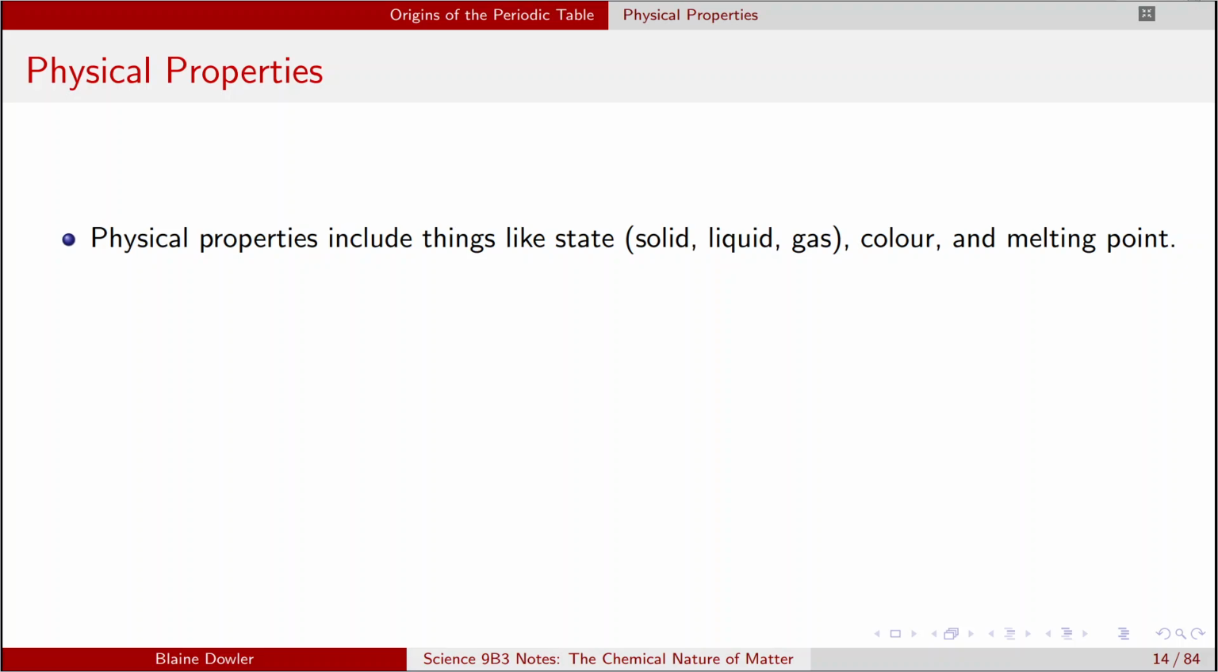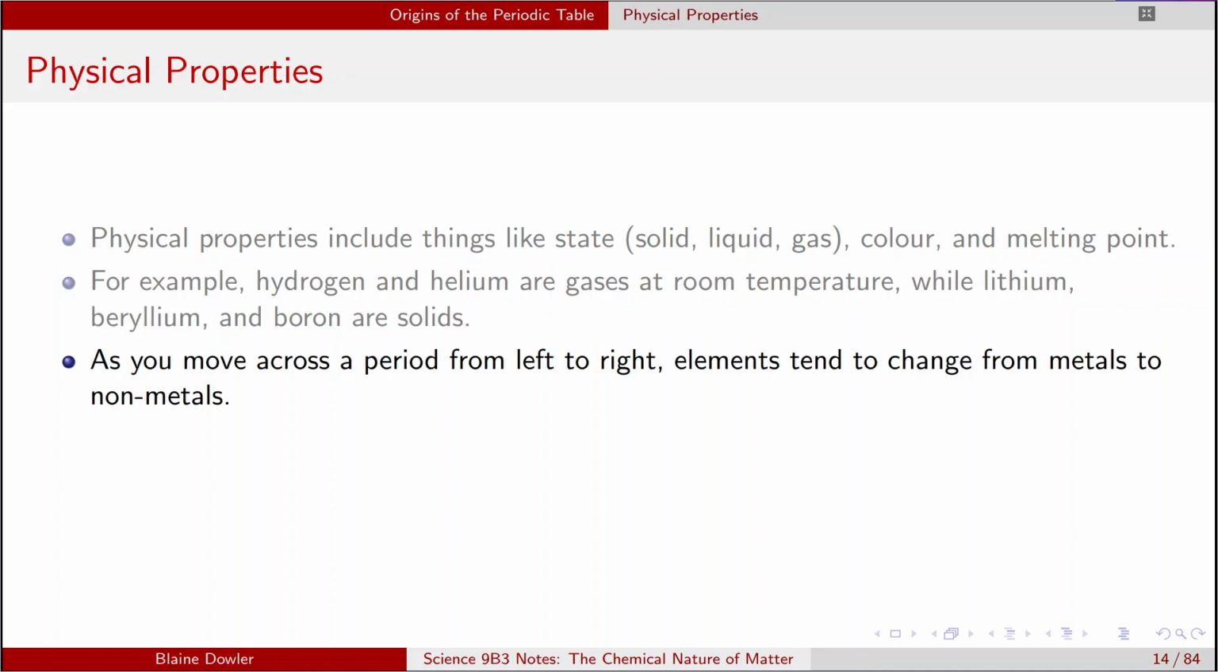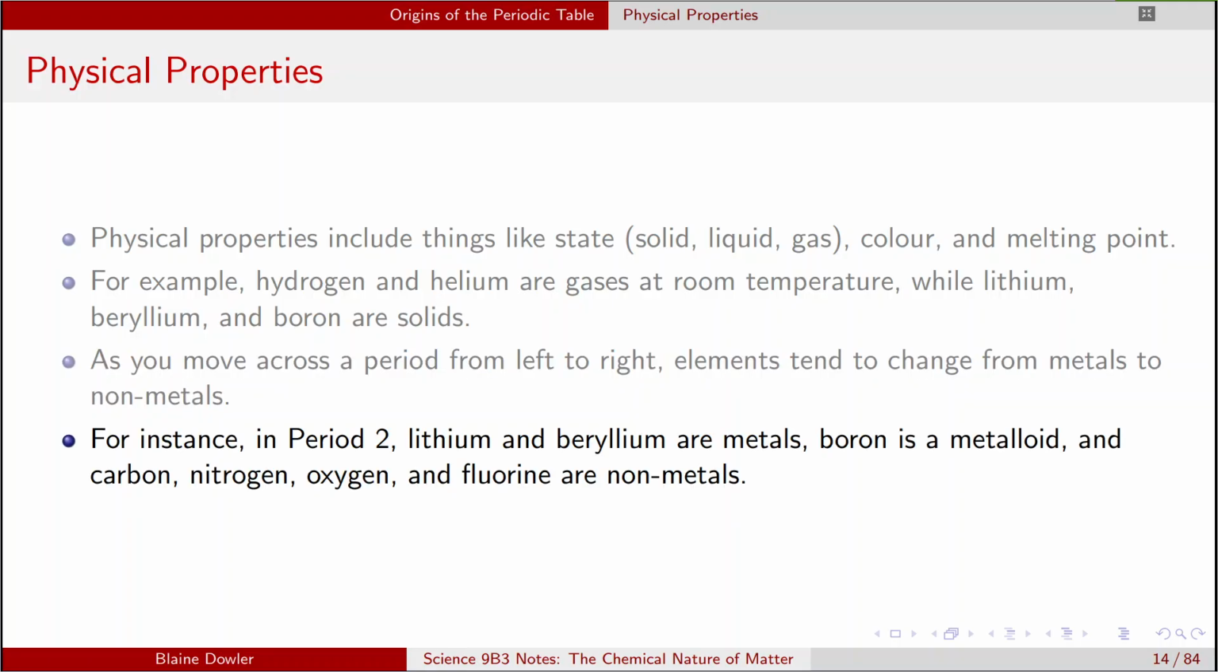Physical properties. The physical properties include things like state, solid, liquid, or gas, color, and melting point. For example, hydrogen and helium are gases at room temperature, while lithium, beryllium, and boron are solids. As you move across a period from left to right, elements tend to change from metals to nonmetals. For instance, in period 2, lithium and beryllium are metals, boron is a metalloid, and carbon, nitrogen, oxygen, and fluorine are nonmetals.